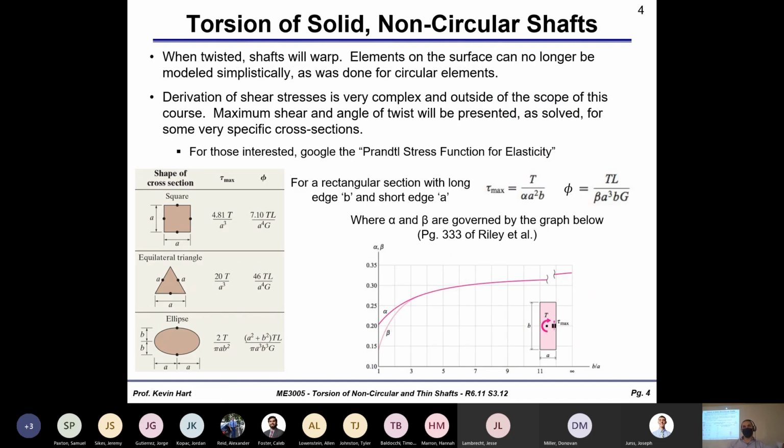And then we talked about what the torsion of non-circular shafts might look like. And I glossed over this by saying that the derivation of the shear stress and the angle of twist for bodies with non-circular cross sections is complicated.